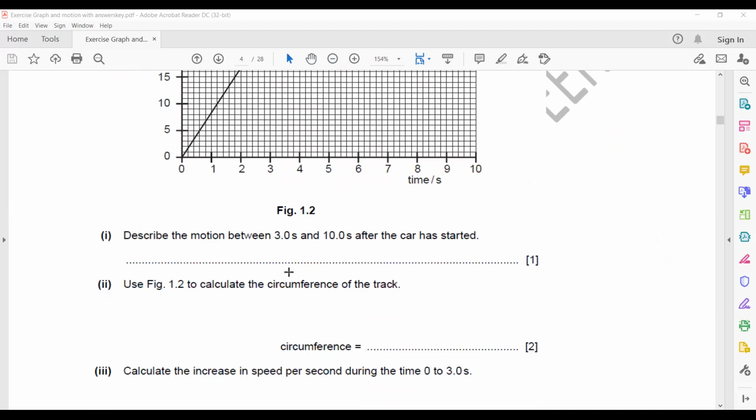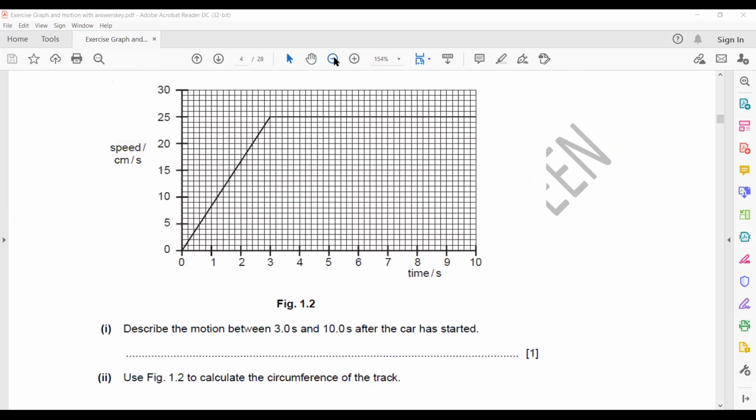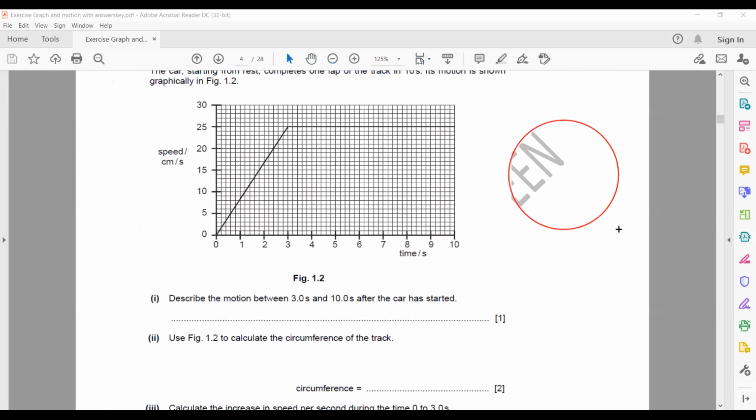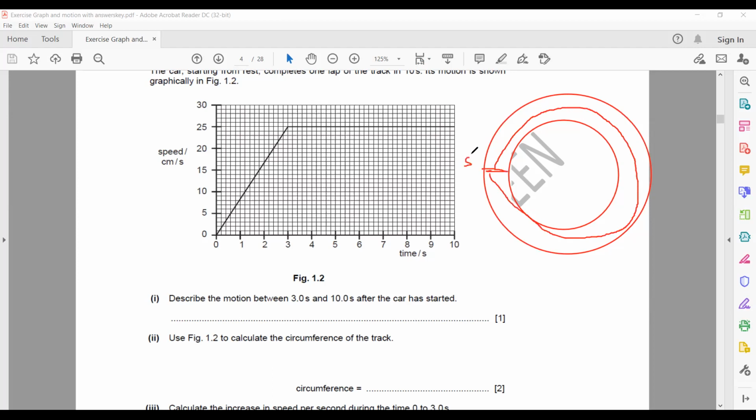Use figure 1.2 to calculate the circumference of the track. So basically, what will be the circumference of the track? The distance traveled by the car is equal to the circumference of the track. Like this was a track. So how much distance is traveled by the car in one lap? Say the car starts from here, starts the race from this point and finishes. So the distance traveled by the car is equal to the circumference. And how can we find the distance traveled by the car?